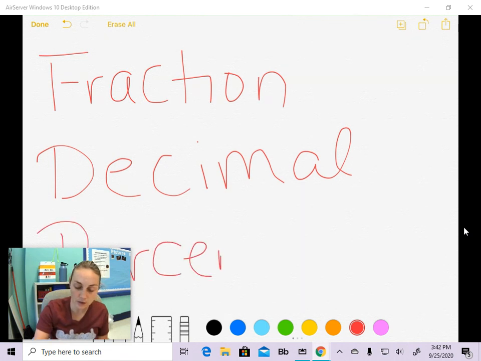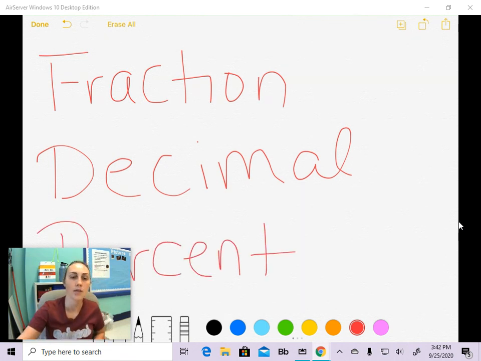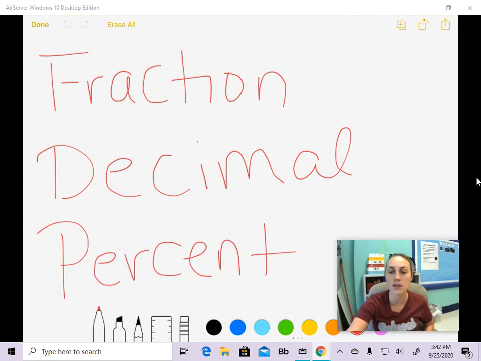And we haven't really gone over how to turn fractions and decimals into percents, so that's the point of this video. I'm going to remind you how to turn a fraction to a decimal, how to turn a decimal to a fraction, and then how to turn a decimal into a percent. It's easier to turn a fraction to a decimal first before you turn a decimal to a percent, and I will show you what I mean.